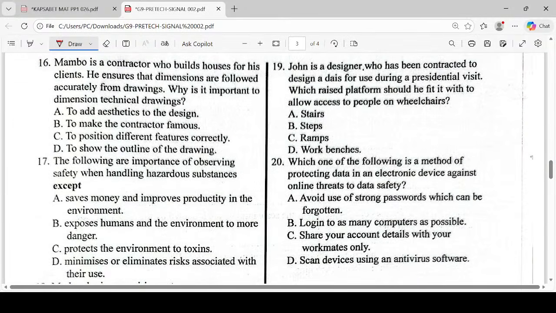Question number 16. Mambo is a contractor who builds houses for his clients. He ensures that dimensions are followed accurately from the drawings. Why is it important to dimension a technical drawing? A, to add aesthetics to the design. B, to make the contractor famous, so these two are wrong automatically. C, to position the different features correctly, yes. D, to show the outline of the drawing, no. So the correct answer here should be C for cat.